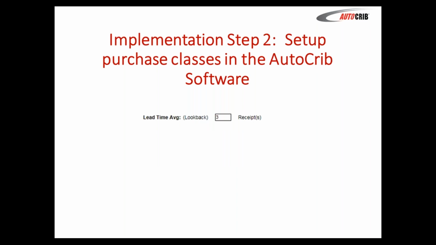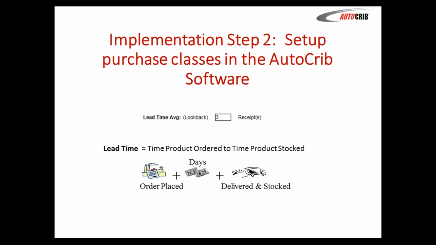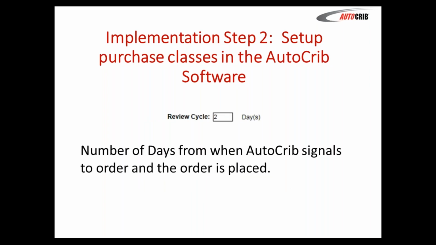In the lead time average field, enter the number of most recent purchase receipts to calculate the average lead time of an item. The lead time is calculated from the time a purchase order is created to the time it is received in the system. In the review cycle days field, enter the number of days between the signal from AutoCrib to purchase an item to adding the data into the supplier's order system.